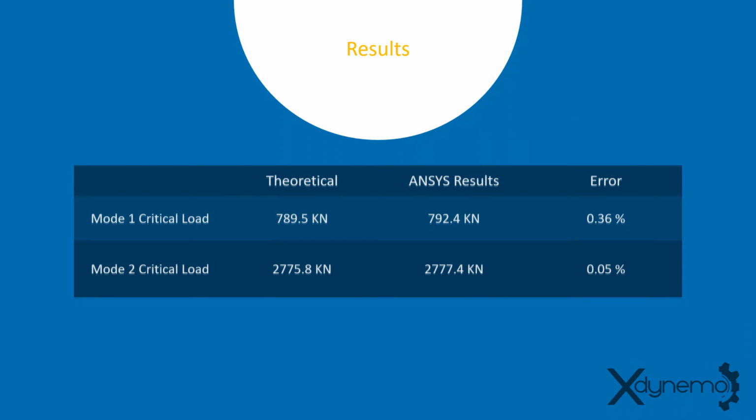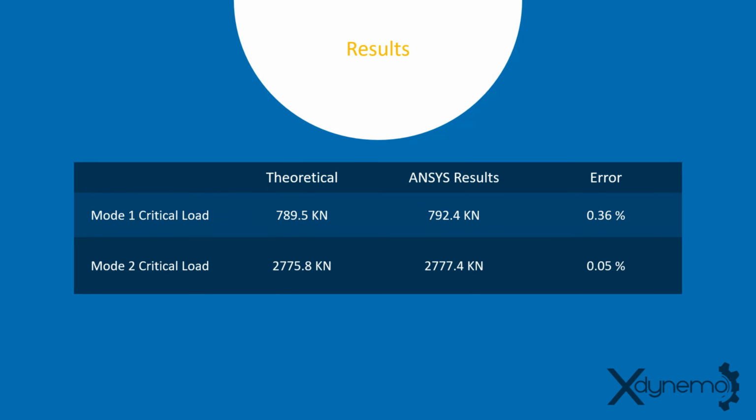Let us compare the computational results with theoretical calculations. Mode 1 critical load is calculated as 789.5 kilonewtons, whereas the Ansys results show the critical load as 792.4 kilonewtons with an error of 0.36%.